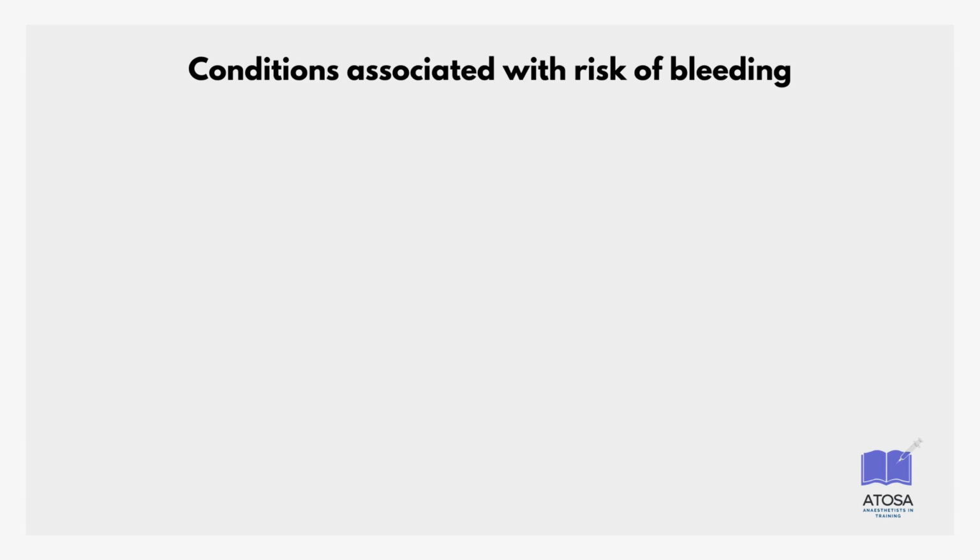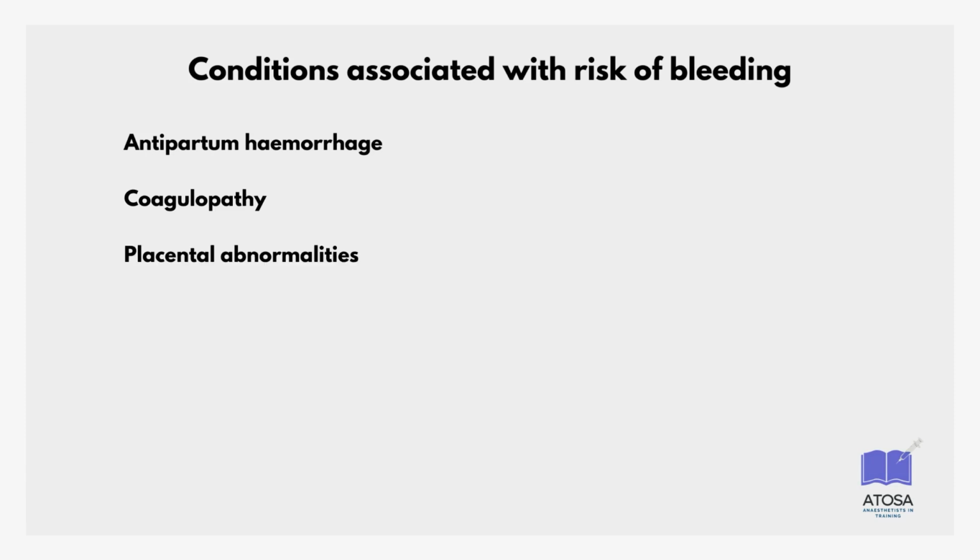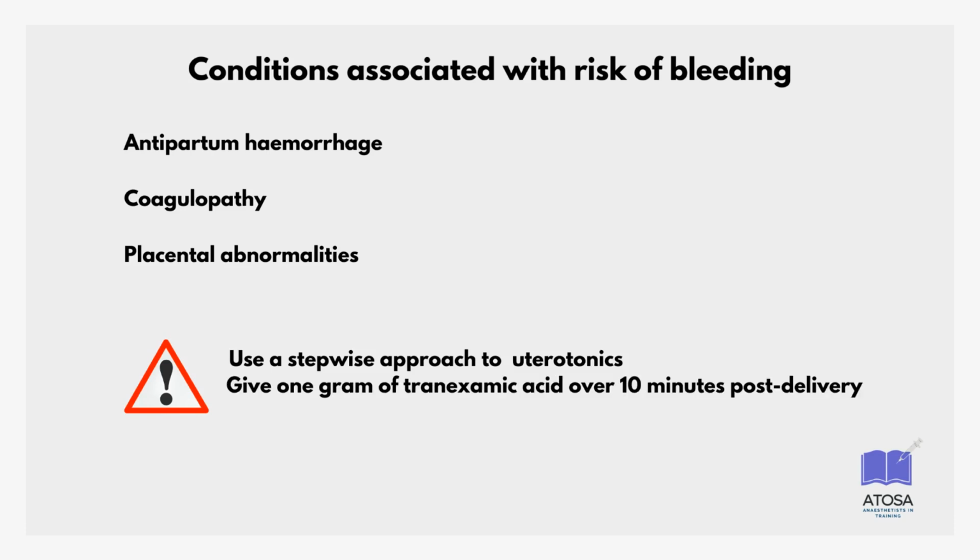Bleeding is a risk in any caesarean section, but it is especially a high risk for those requiring a general anesthetic, as many of the conditions that necessitate a general anesthetic are also associated with increased risk of bleeding. Examples are antepartum hemorrhage, coagulopathy, placental abnormalities, etc. Remember to use a stepwise approach to uterotonics and give 1 gram of tranexamic acid over 10 minutes post-delivery. Also remember that uterine atony can be worsened by volatiles.